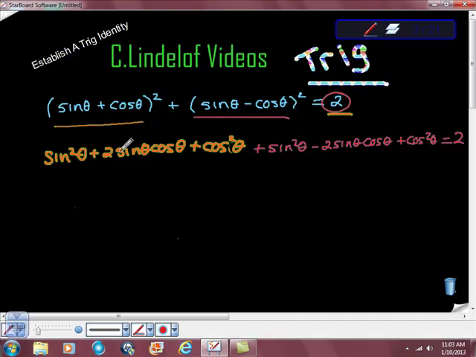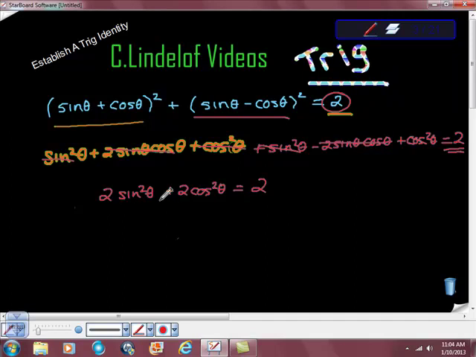I have 2 sine theta cosine theta here. I have negative that thing here, right? I have sine squared theta here and another sine squared theta here, which gives us 2 sine squared thetas, right? Plus we have, so I use that one and that one. Now we have 2 cosine squared thetas, so I'm going to use both of those, plus 2 cosine squared thetas. And remember that we're trying to prove that that equals 2, so there's that.